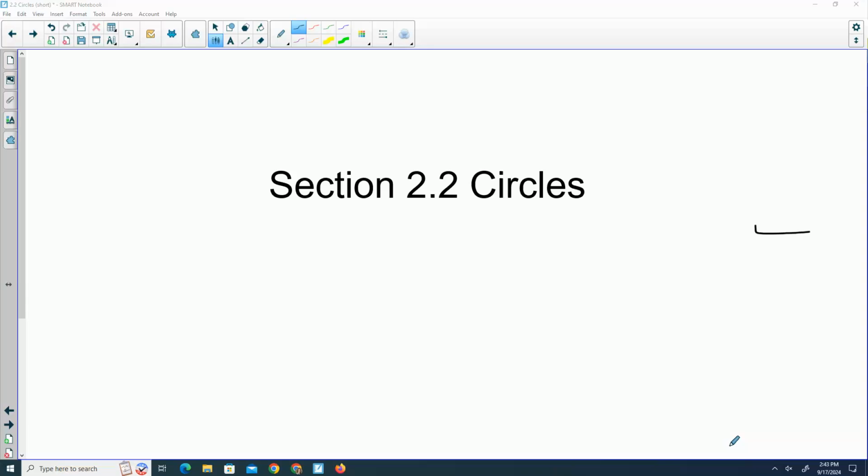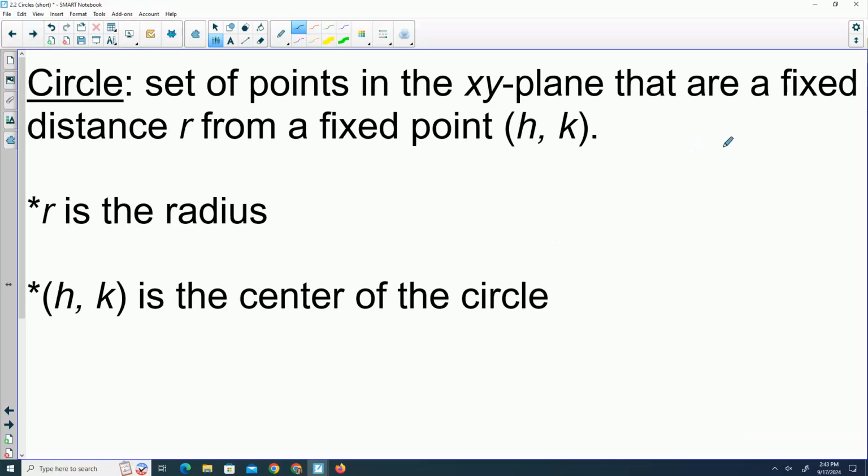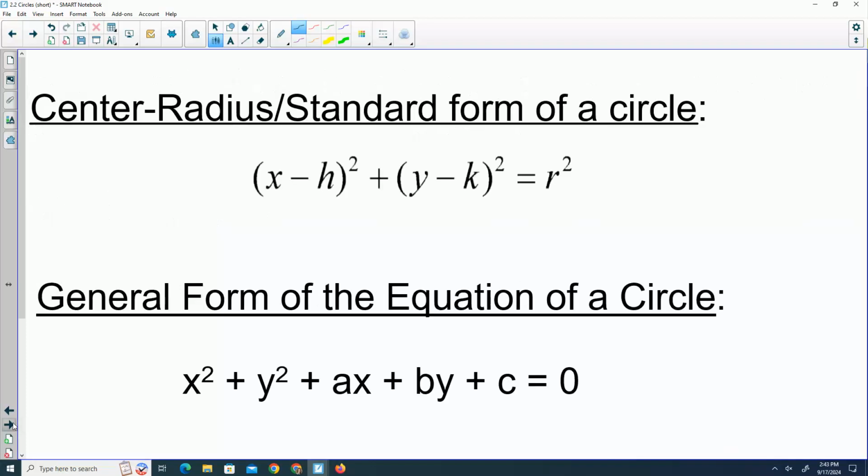A circle is just all the points that are a fixed distance from a fixed point. So your center is your (h, k), and then every point that is a certain distance r away from that creates a circle. r is what we call the radius. Okay, so we have a center and we have a radius. We use those to write the equation.